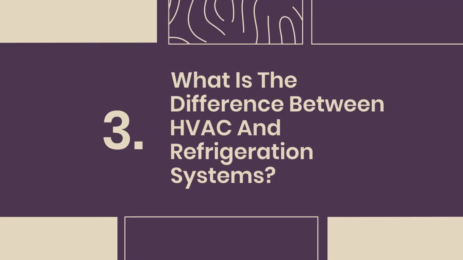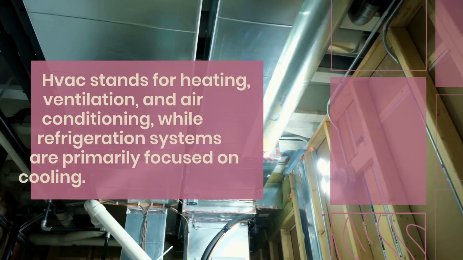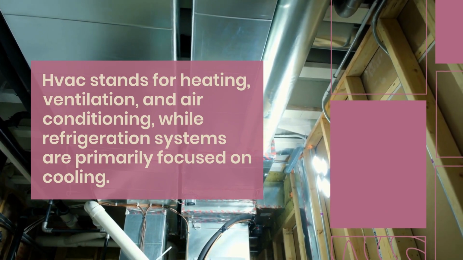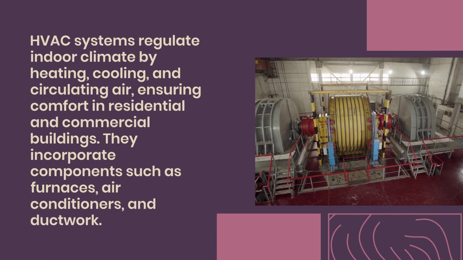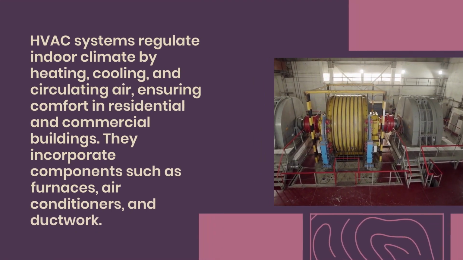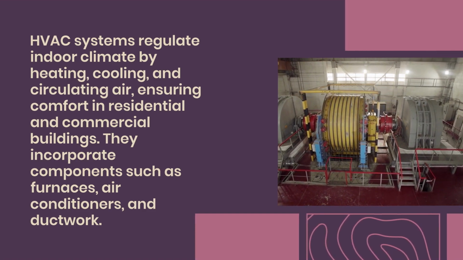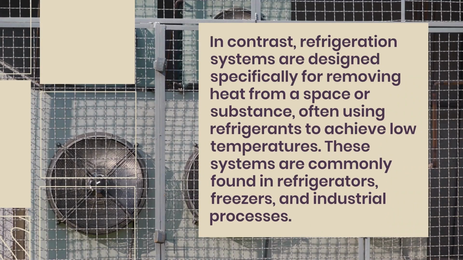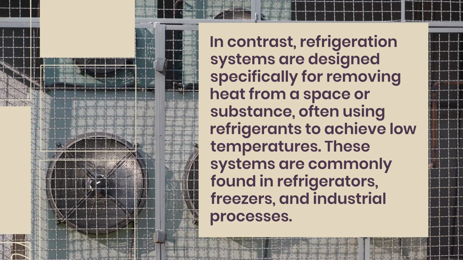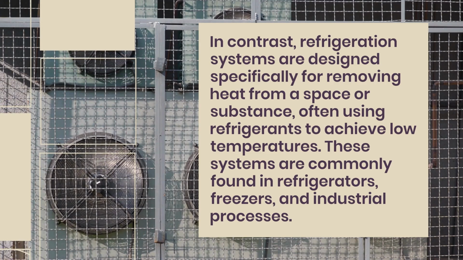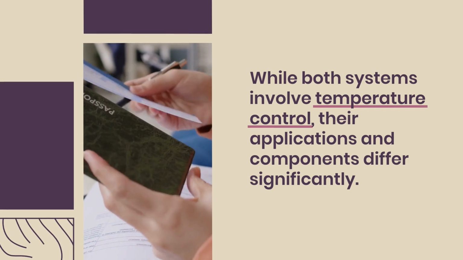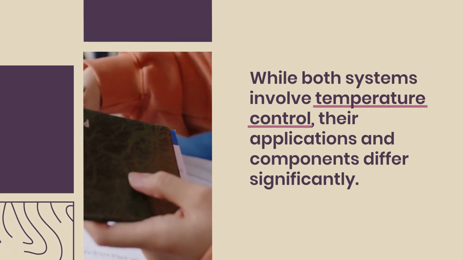3. What is the difference between HVAC and refrigeration systems? HVAC stands for heating, ventilation, and air conditioning, while refrigeration systems are primarily focused on cooling. HVAC systems regulate indoor climate by heating, cooling, and circulating air, ensuring comfort in residential and commercial buildings. They incorporate components such as furnaces, air conditioners, and ductwork. In contrast, refrigeration systems are designed specifically for removing heat from a space or substance, often using refrigerants to achieve low temperatures. These systems are commonly found in refrigerators, freezers, and industrial processes. While both systems involve temperature control, their applications and components differ significantly.